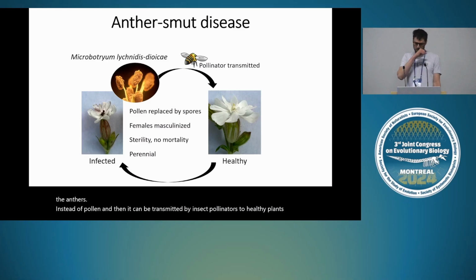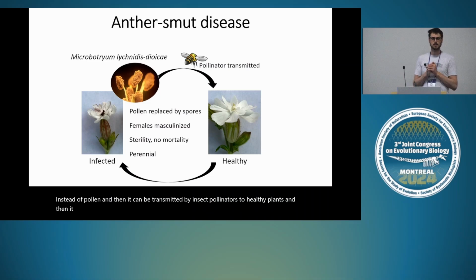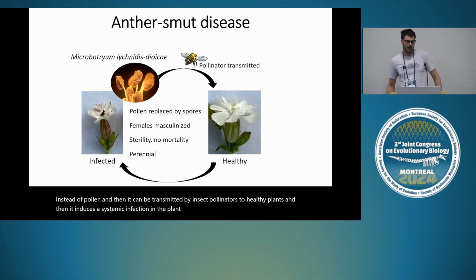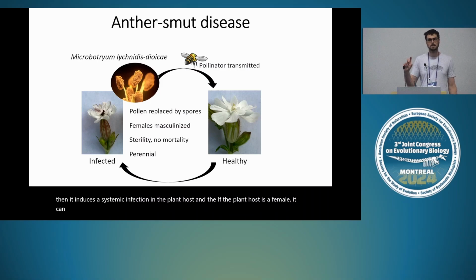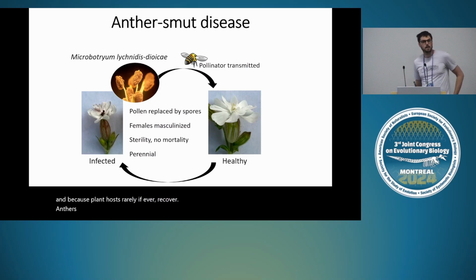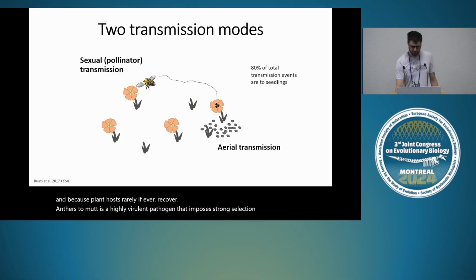It then induces a systemic infection in the plant host. If the plant host is a female, it can sterilize and masculinize the female. Because this is a fully sterilizing disease, and because plant hosts rarely, if ever, recover, anther-smut is a highly virulent pathogen that imposes strong selection for resistance.